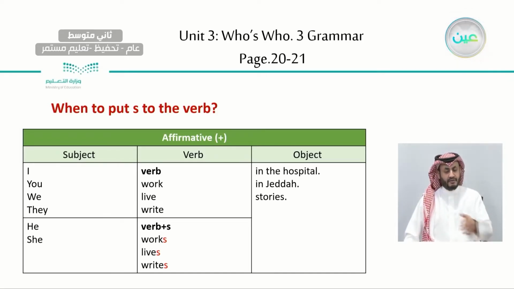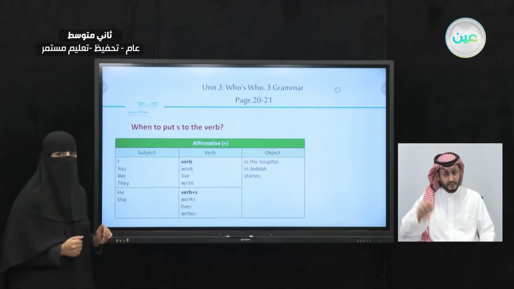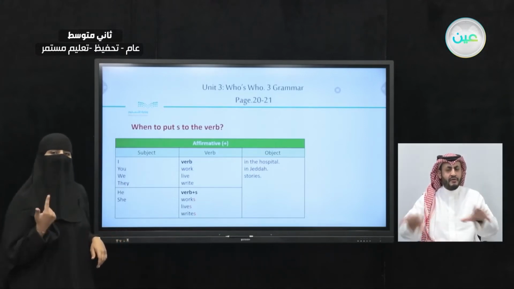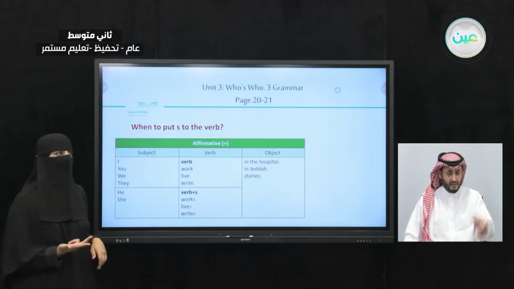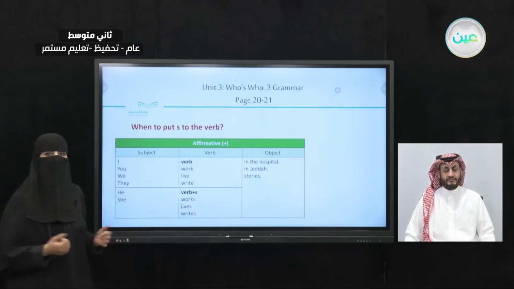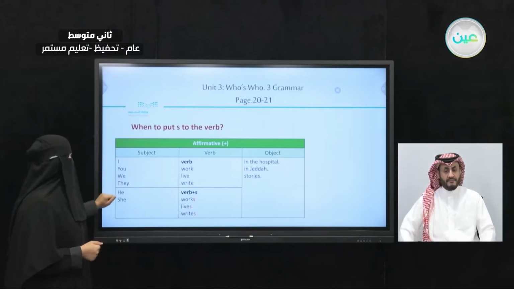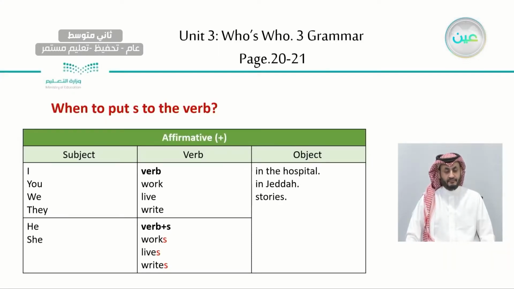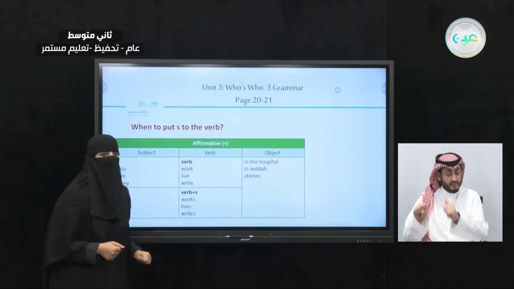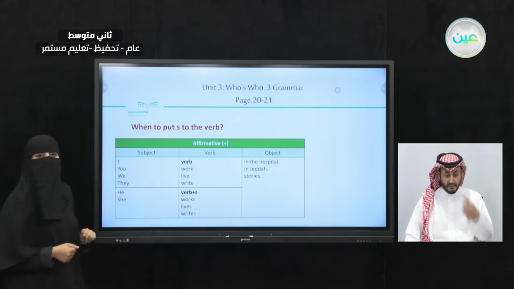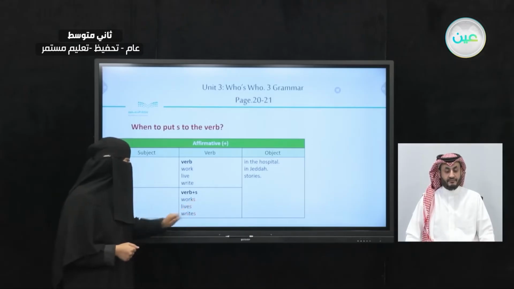From the chart here, we can choose from the subject I, you, we, they, he, she, or any other names. It could be a name of a place, a name of a person, a name of an animal, or a name of a thing. So every time you see I, you, we, or they, we are not going to add S to the verb. When we see he, she, or it, we are going to add S to the verb.